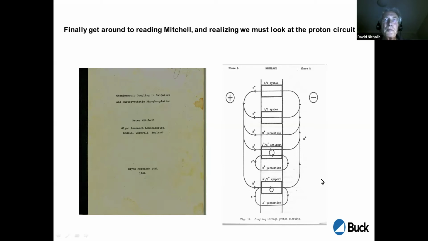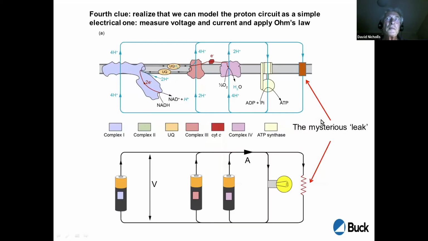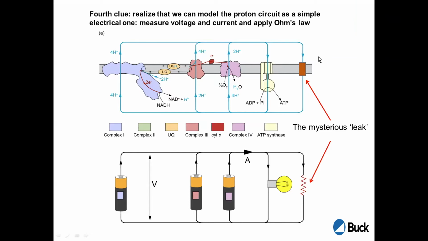But I realized one had to start looking at the proton circuit in detail in the brown adipose tissue mitochondria, and to look at this mysterious leak. So to quantify it, we need to measure respiration, and we need to measure proton motive force.